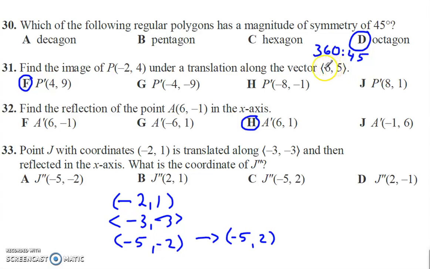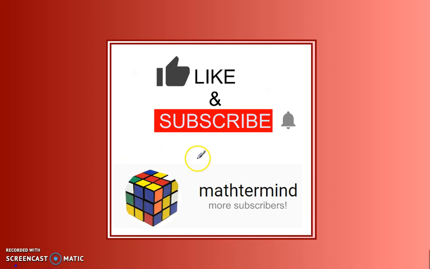Translation of 6 and 5, that's pretty easy. Negative 2 plus 6 is 4. That's got to be F. Find the reflection across the x-axis. That means the x value doesn't change, the y value does, so it's H. And then finally, point J, we translate it across this point, so minus 3, we get negative 5, negative 2, and then reflect across the x-axis. That means the x value doesn't change, the y value does. So negative 5 and 2, that gives us C. And that is all. There you go.